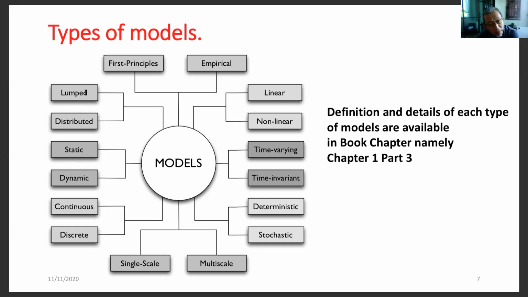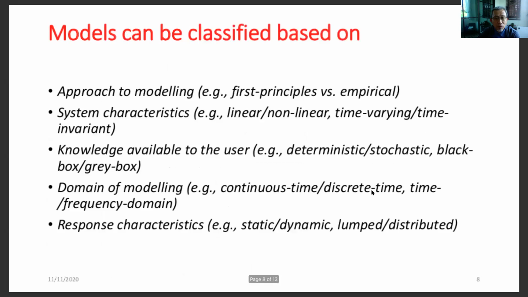Or it can be a lumped and distributed system. Lumped is all together in one system, or it can be distributed into small systems. This is one system and that is another system. We call it a distributed system. So this detailed explanation will be in chapter 1, part 3, the book chapter that I will send to you.